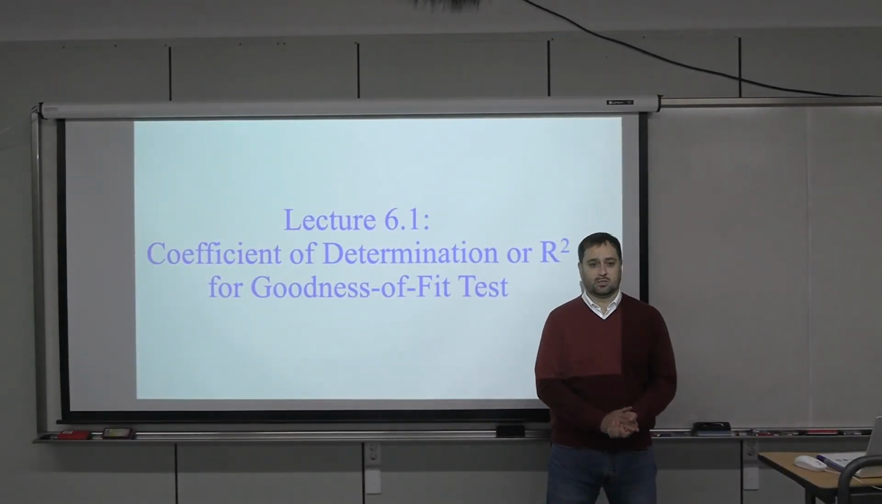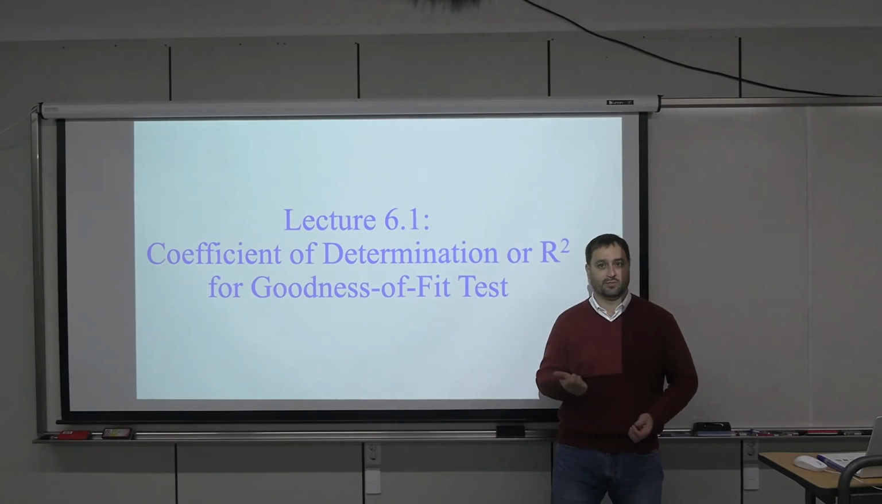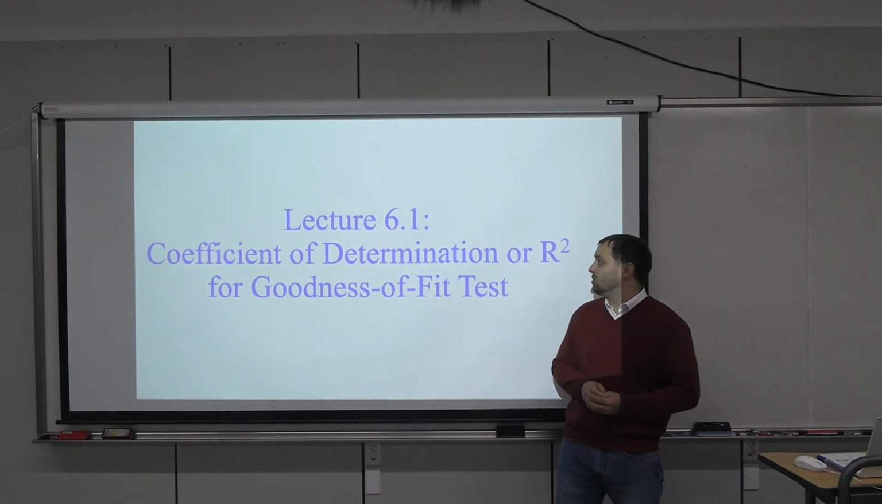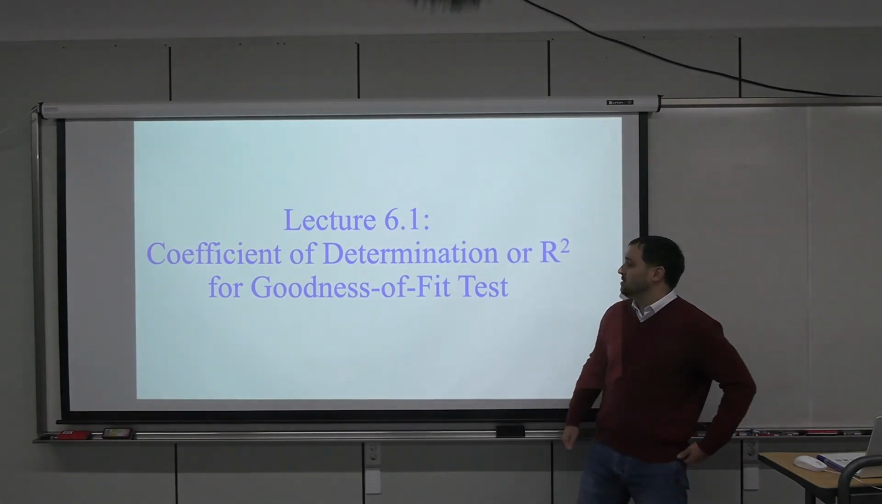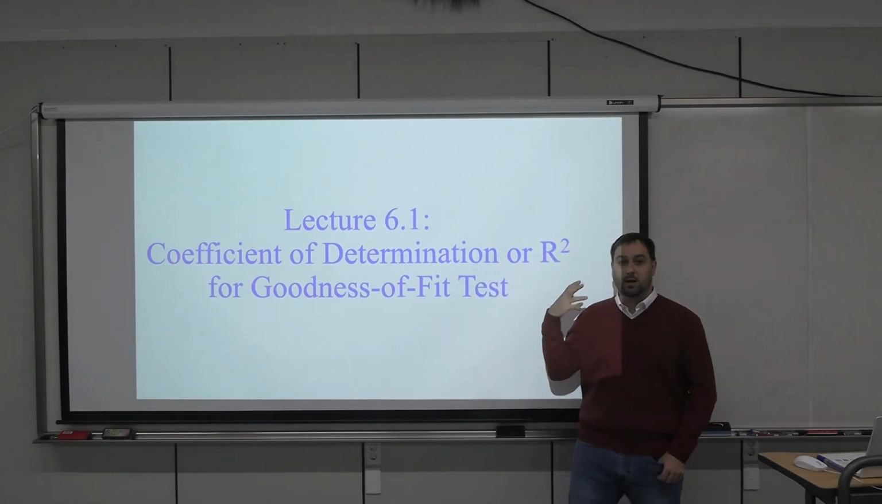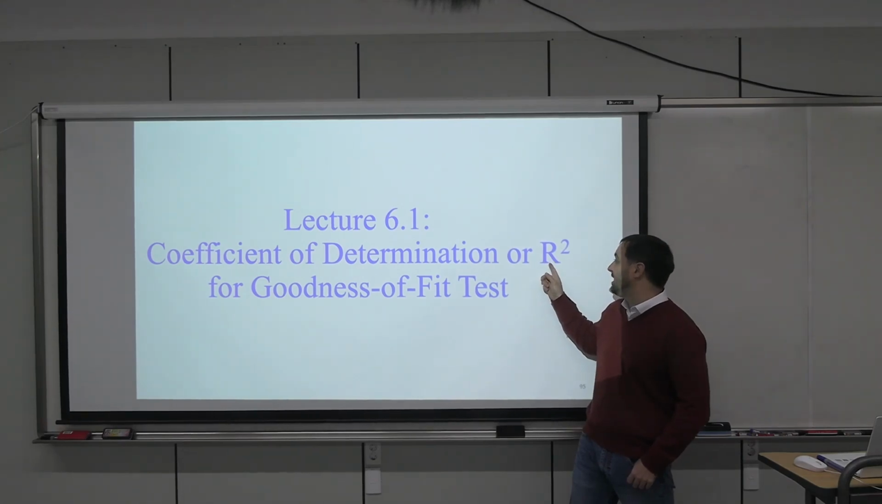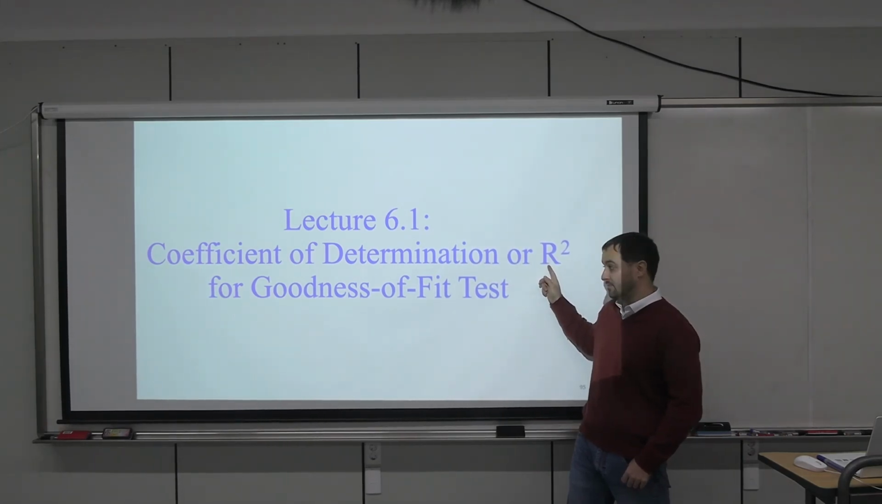So now we're going to start module 6 of the Regression for Science and Engineers course. And we're going to continue on with our discussion of the goodness of fit tests. In this module we'll do several different goodness of fit tests. Lecture 6.1 will be the coefficient of determination, or many of you will recognize this test as R squared, or the R squared value.